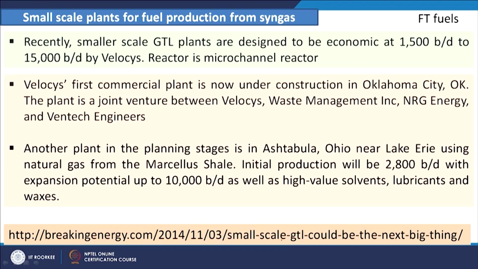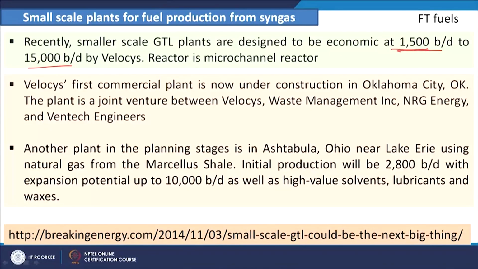That is why it requires some development on the reactor side. So, small scale plants for fuel production from syngas are required, and recently smaller scale GTL plants are designed to be economic at 1500 barrels per day to 15,000 barrels per day. Initially it was reported that 30,000 barrels per day would be economic, but due to development on the reactor side, it is now possible at 1500 to 15,000 barrels per day. Velocys has reported it, and the Velocys first commercial plant is now under construction.